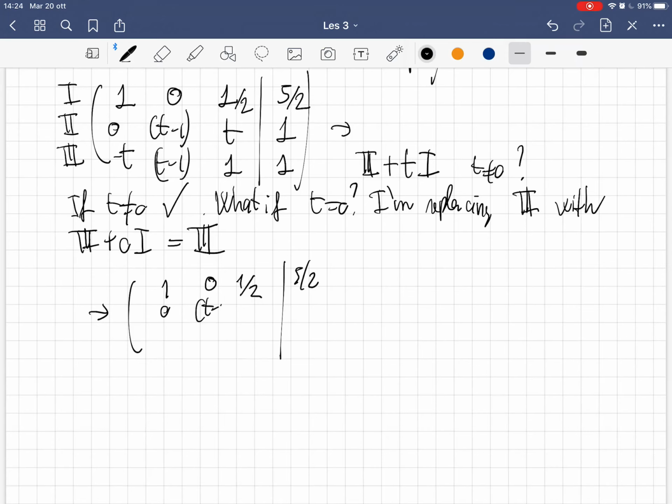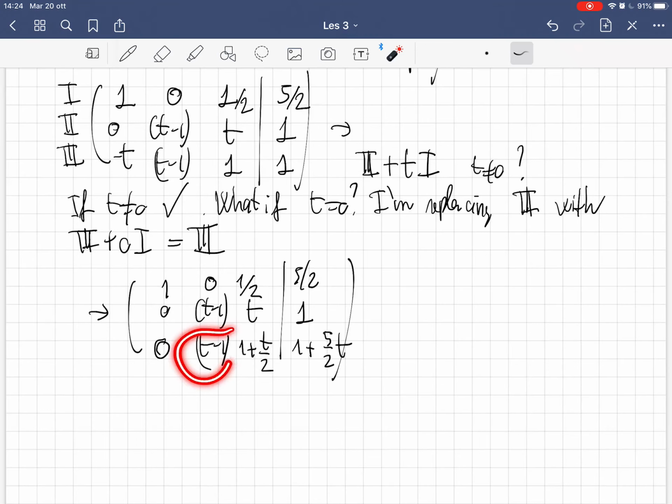This is again, so this is 0, this is same. And here it's 1 plus t over 2. This is 1 plus 5. Okay, that's good. Now you see that you have t minus 1 and t minus 1 here.